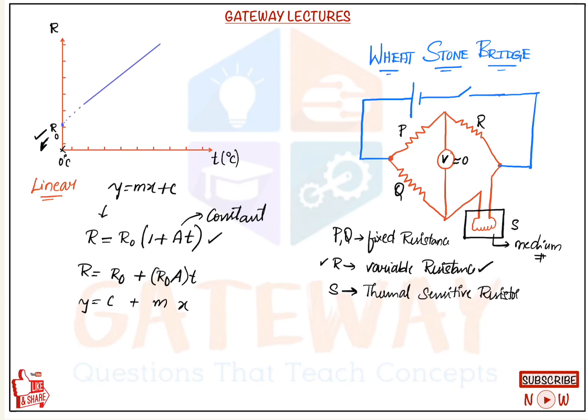Suppose this is kept in some ice medium. Then the galvanometer may not read 0 because current is flowing. For the galvanometer to read 0, we vary this value of R. Depending on the value at which we get the galvanometer reading equal to 0, that resistance R can be calculated, and that is given as R naught.